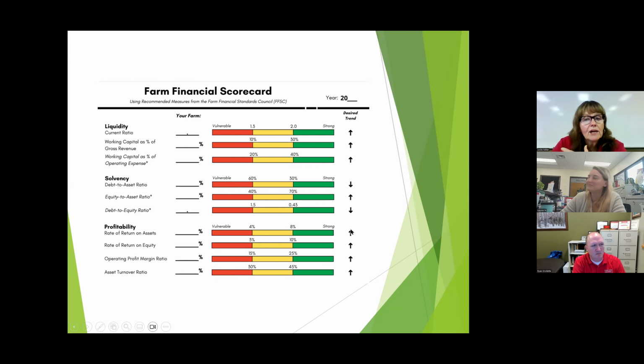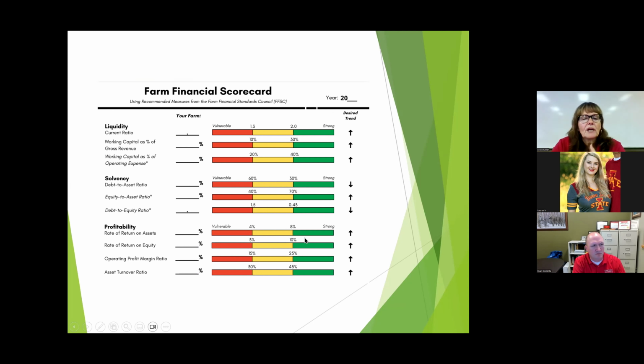For ROA, the higher that number is, the stronger you are. And you can see traditionally, we've been in that 4 to 8% range. We're going to be less than that probably for this year and maybe next year for a lot of operations. But again, that's very dependent on what prices for crops and livestock are going to be. It has a huge impact on that figure. So we do have ups and downs because of the cyclical nature.